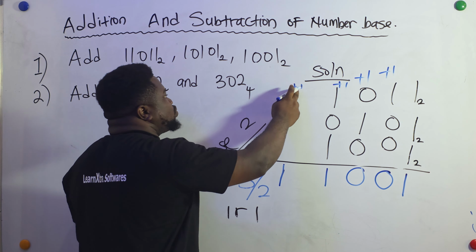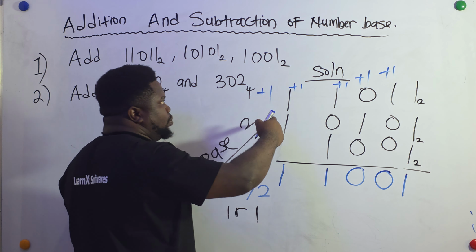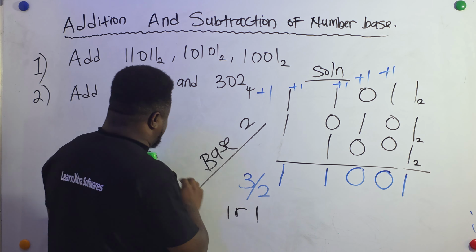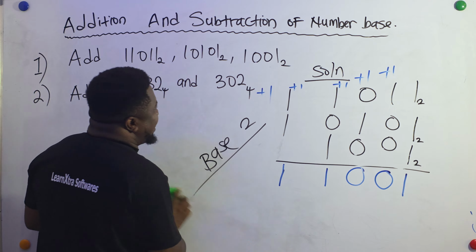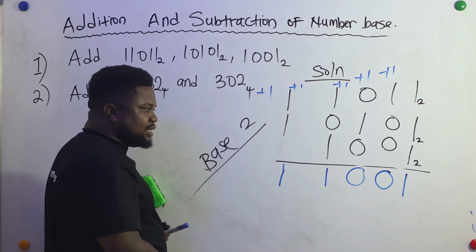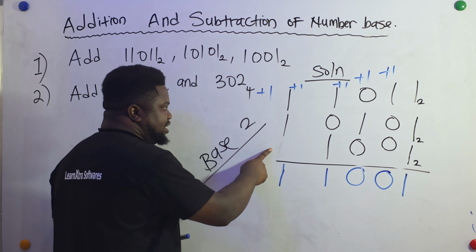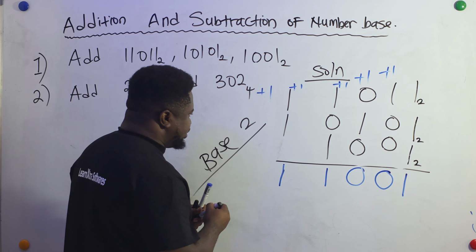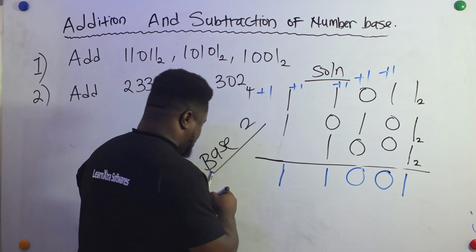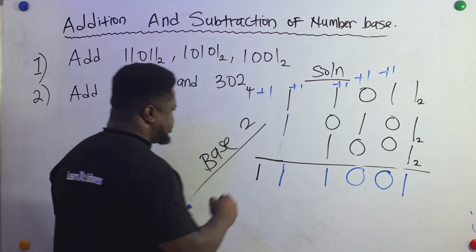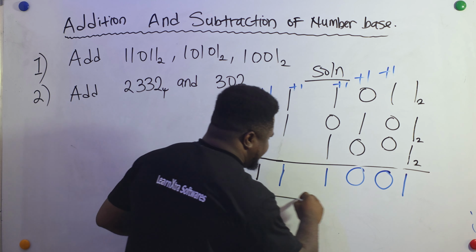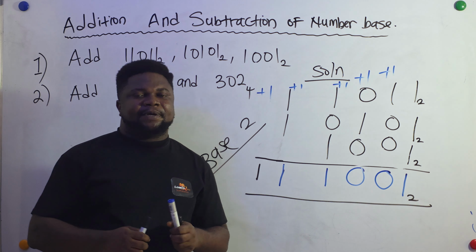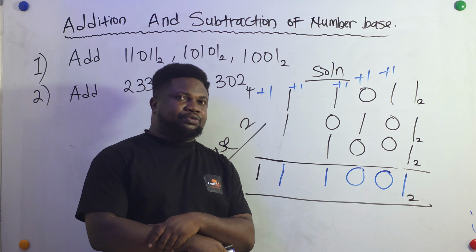Now take this one out to the next column, which is here. Since there's nothing left here, you just bring down this plus 1 as if here is 0. So plus 1 will now come down. So we have it to become 1 here. And here is our answer. I hope it's clear to you.